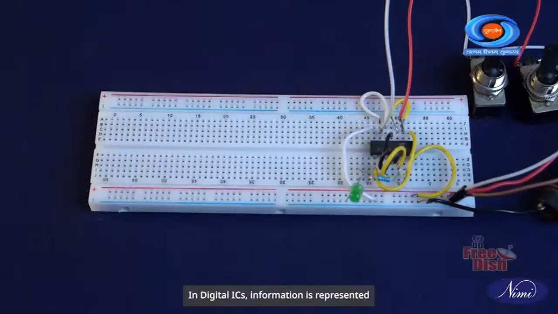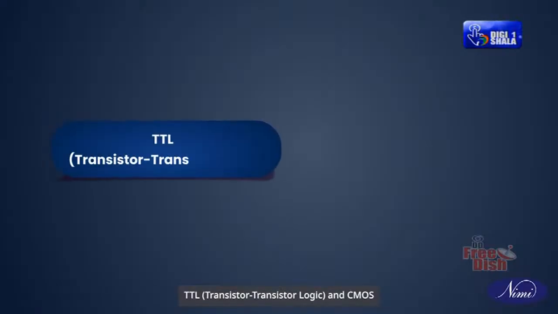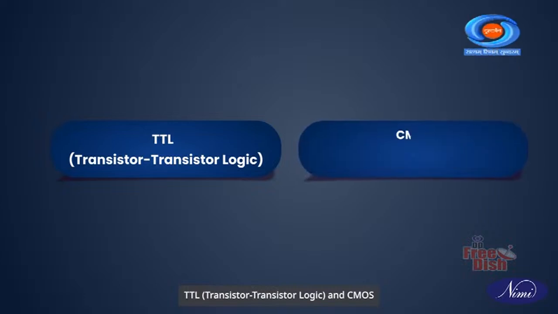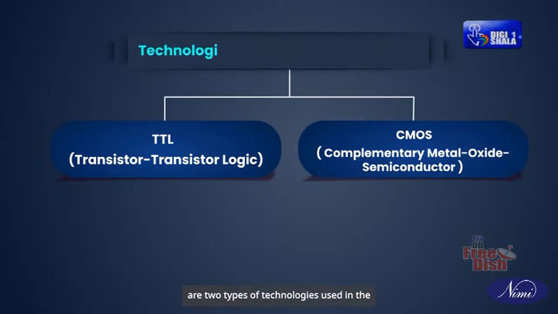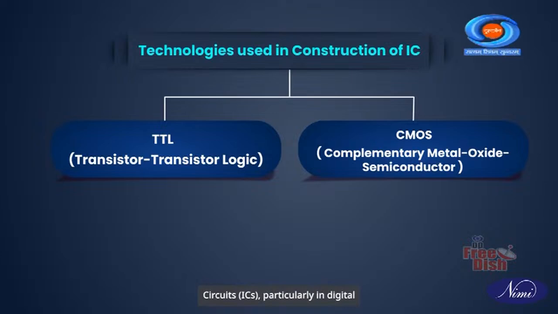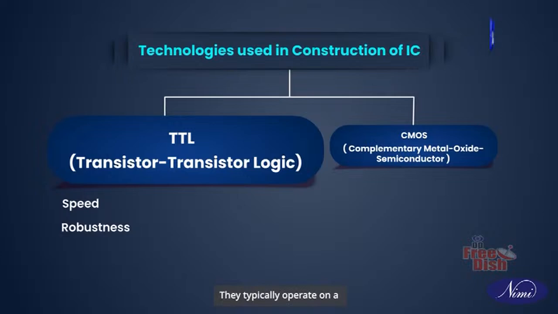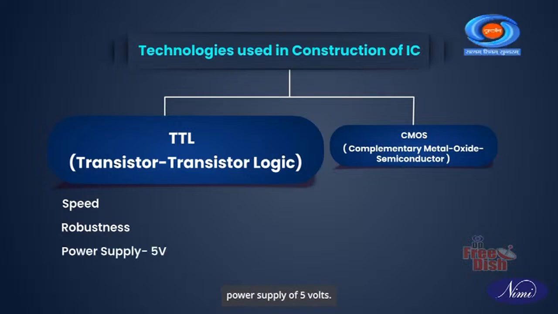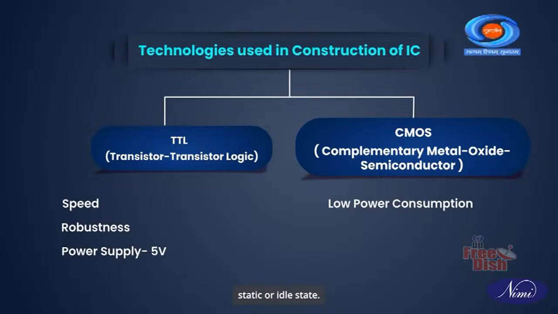In digital ICs, information is represented by binary digits. TTL, or transistor-transistor logic, and CMOS, complementary metal oxide semiconductor, are two types of technologies used in the design and construction of integrated circuits, or ICs, particularly in digital logic circuits. TTL devices are known for their speed and robustness. They typically operate on a power supply of 5 volts. CMOS circuits are highly valued for their low power consumption, especially when in a static or idle state.